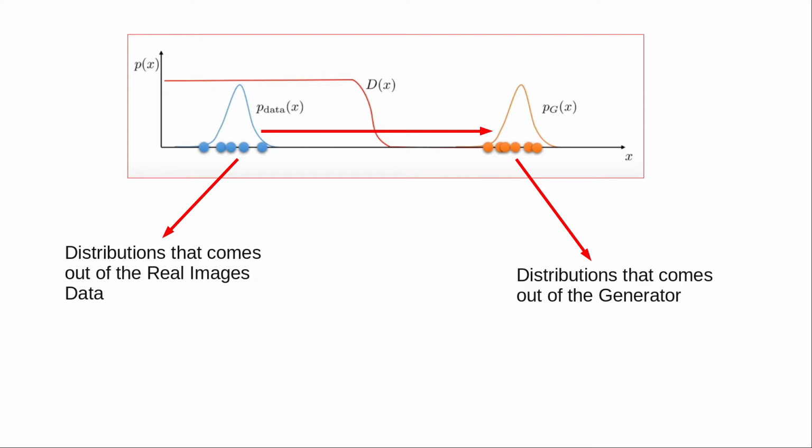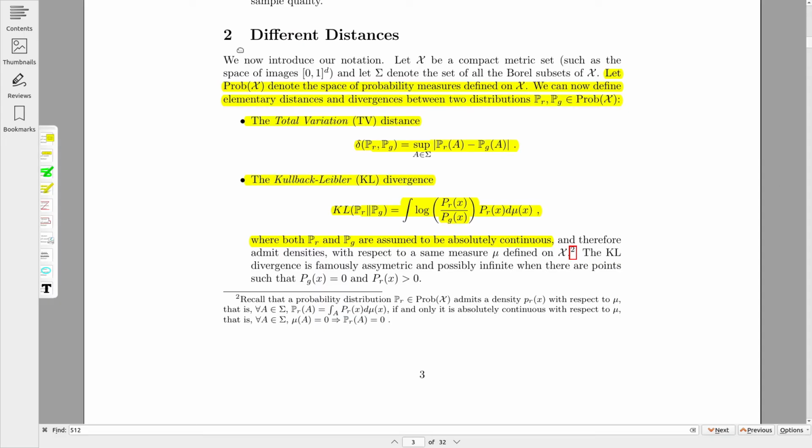So let's go back to the paper. I'm looking at section 2 under different distances, and for each of the options they have also given the mathematical expression, and in these expressions you will notice two common terms, PR and PG. Here PR represents the probability distribution of the real data and PG represents the probability distribution of the generated fake data.